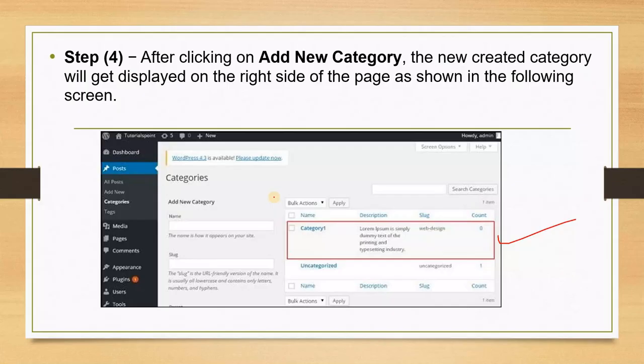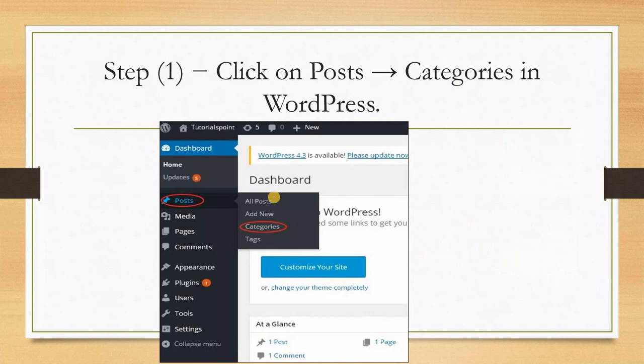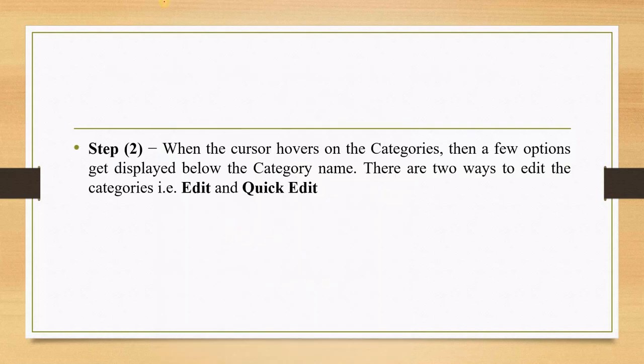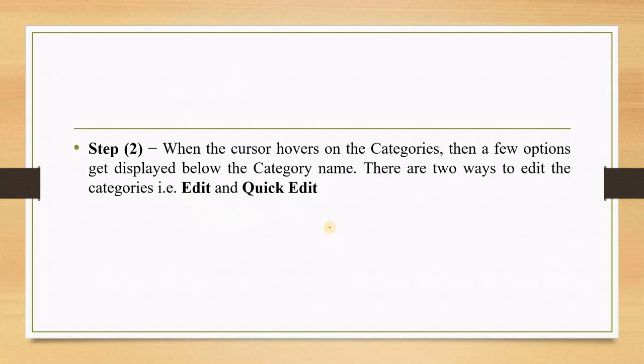Fine. So now let's see how to edit a category. It is very easy in WordPress. To open the categories, you have to go to Posts, then Categories, then the cursor will show the edit and quick edit content. See, let me show you. Here you can see when you take the cursor over here, you see edit category, quick edit category, delete and view. Okay, so let me show the difference between these.